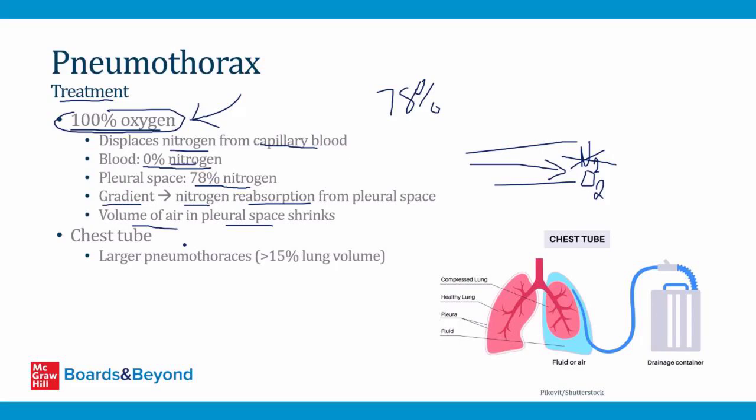When patients have very large pneumothoraces, on the other hand, then you need to do something. In addition to 100% oxygen, you need to put in a chest tube. This is a tube that goes into the pleural space. This is a little cartoon of it here, and it basically sucks the air out and allows the lung to fully expand. This is usually done only for large pneumothoraces that are more than 15% of lung volume. If a patient has a very small one, they usually can be treated with oxygen alone.